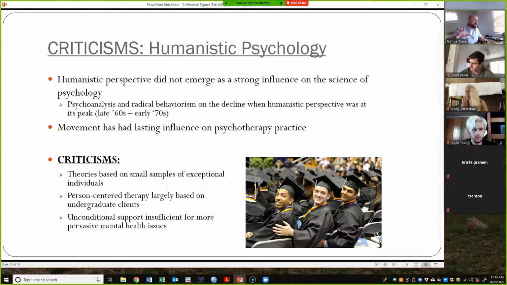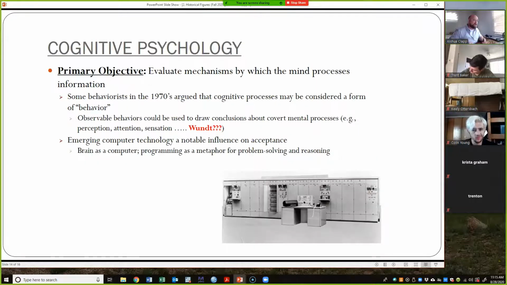Okay, so that's where we finished up last time. Which takes us to our final movement, the cognitive movement. Cognitive psychology, a movement started around the 70s, and the idea was to start to look at the specific mechanisms by which the mind processes information. Most of these cognitive psychologists stemmed out of our behaviorist movement.